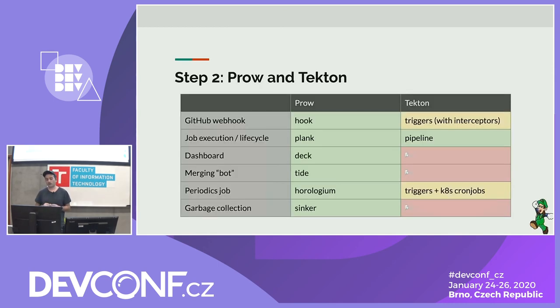So that's a list of what's available on Prow and how it compares to Tekton. You get the hook, which is what triggers handle, and we call it an interceptor, which is the logic that handles web requests. You get the job execution lifecycle, which is pipelines for us. We get the deck, which is our dashboard. I'm not sure why it's not in there. And we don't get a merging bot, that's for sure. We don't have periodic jobs, but you can emulate that with Kubernetes cron jobs. And we don't have garbage collection, which is really annoying. I just end up doing it late, but it's not really efficient.